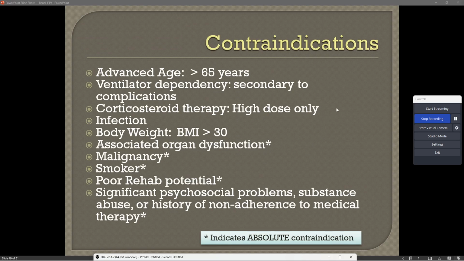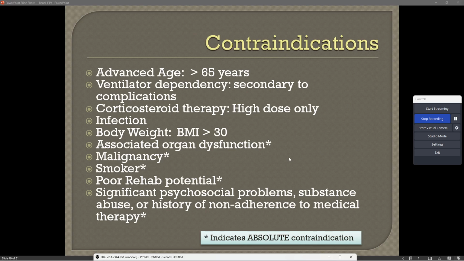Now, reasons you would not get a kidney typically fall under: you're older than 65, you are completely ventilator dependent, meaning you can't get off the vent without the kidney. Okay, and even if you could and you can't get off the vent, you're not going to get that kidney. Corticosteroid therapy at high doses? No. Infection? No. BMI greater than 30? I don't like that one because that's a dead lie. I'm not sure why it's even up there. There are people definitely higher than 30 that have gotten kidneys. Associated organ dysfunction? Malignancy, smokers, poor rehab potential, absolutely.